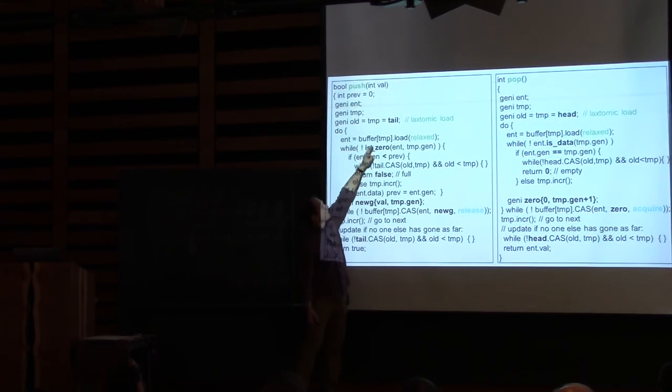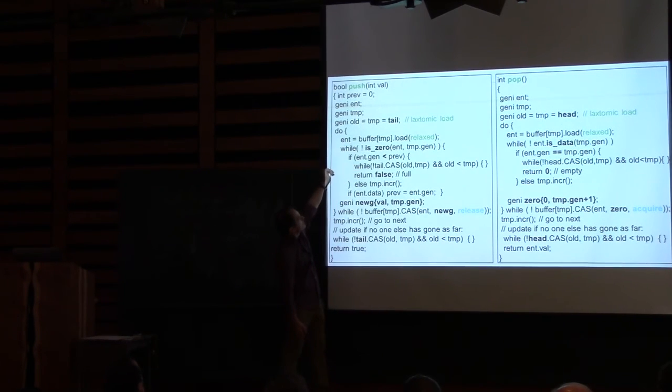I load tail, I load the buffer, I do a CAS, which should also be relaxed. Oh yeah, tail's always relaxed. And I do this one, which is not relaxed. I have three relaxed and one not relaxed. And of course, the update at the end, which is also relaxed. So four and one. I mean, on x86 at least, there's no such thing as a relaxed compare exchange.